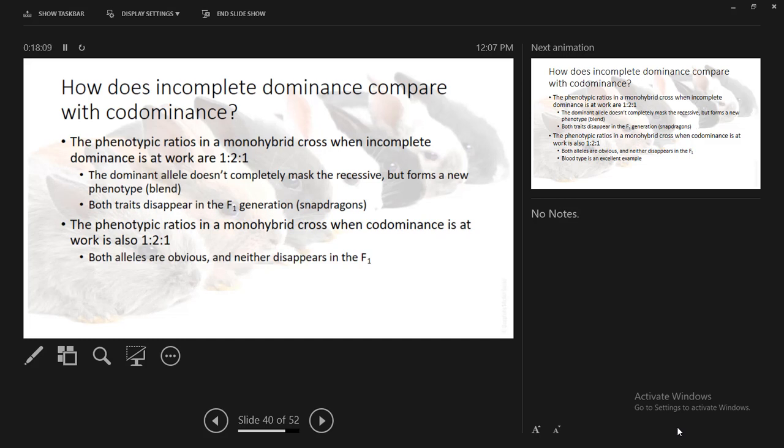Now, the difference in co-dominance is that both alleles are obvious. They don't disappear. You see them both. It's not like with the snapdragon where red and white disappeared and you got pink. It's A and B, they don't disappear. They're both there on those red blood cells. Which means that if somebody has AB blood, they can't give it to somebody with A blood or somebody with B blood. They can only give it to somebody with AB blood.